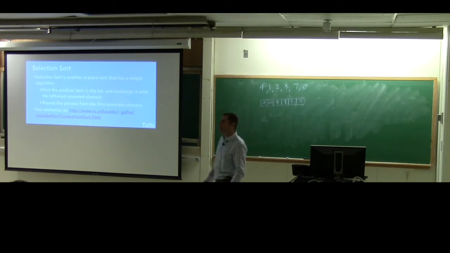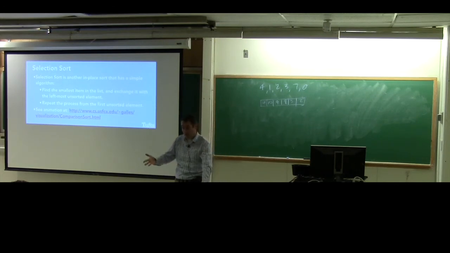Okay? All right, let's talk about selection sort. This is another terrible sort. Tell you that up front. Okay, it's a terrible sort. What it does is it basically says, here's your list. Where's the smallest element? Swap that with the leftmost unsorted element. Okay, and repeat. Easy. It's a very easy sort, right?